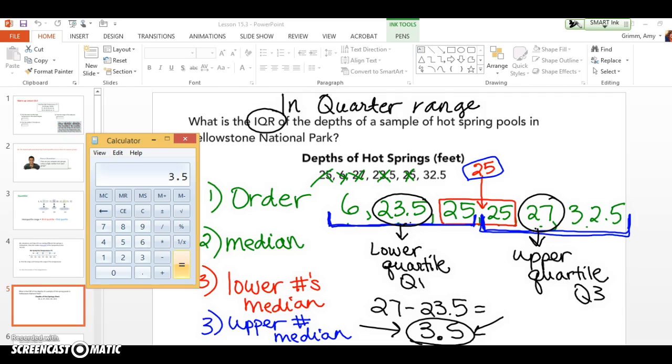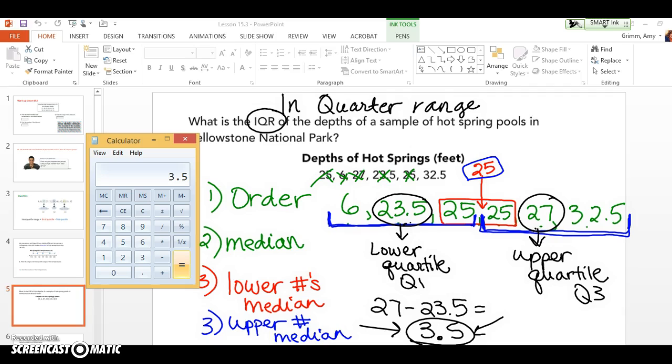Okay, questions? So if you can find the median, then you just find the median again, right? You just have to remember to do what with the numbers first? Put them in order. Okay, yes? Yes. If they ask you to find the median or the interquartile range, you will.